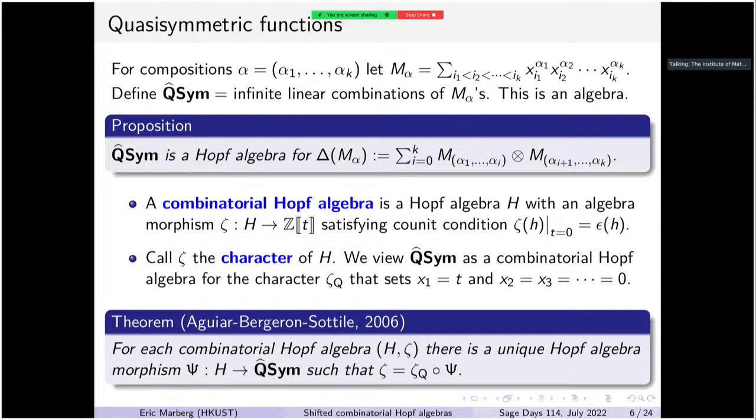You got a question? So the character has nothing to do with character from representation theory? Yeah, nothing to do. It's much more flexible. It's essentially just a choice of algebra morphisms.